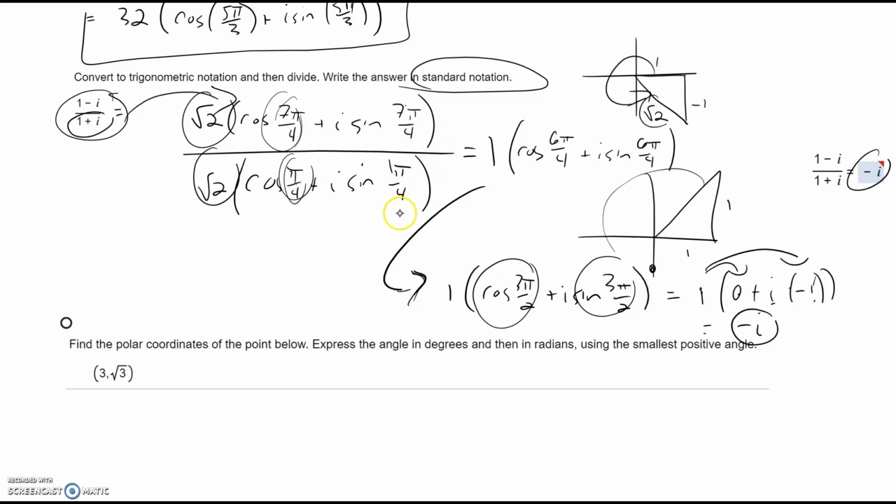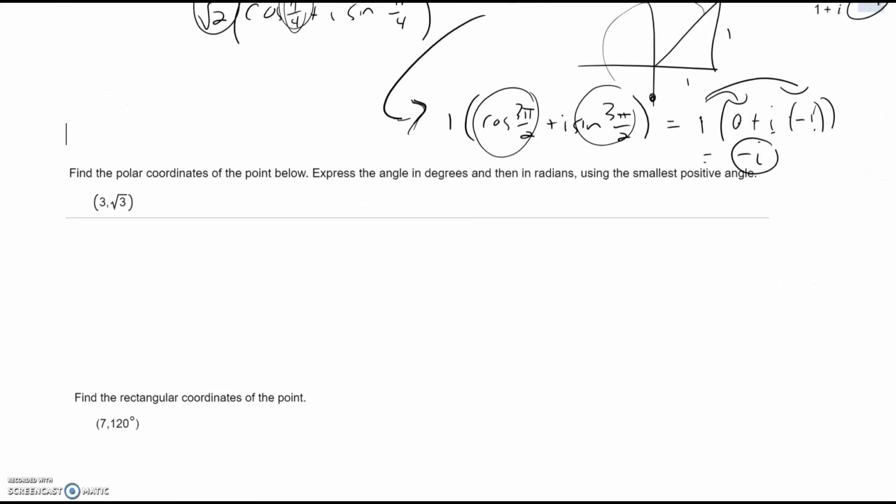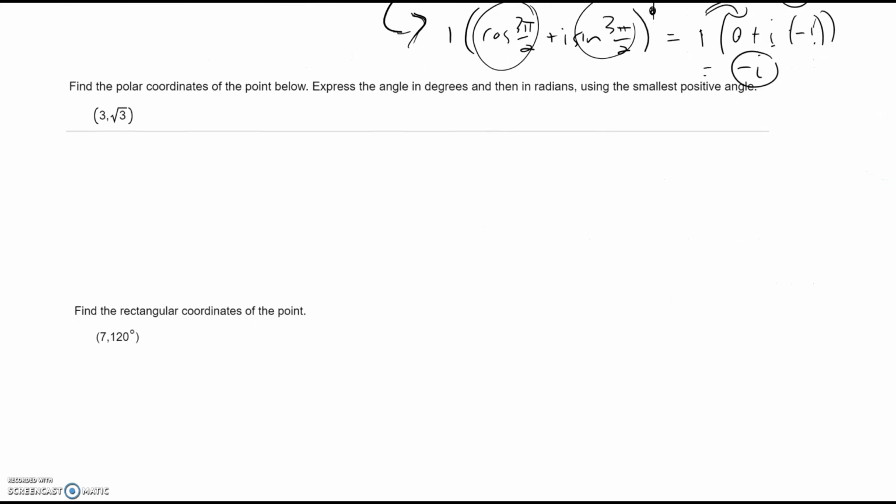Okay, so let's see. Next problem. Oh, so convert, I didn't ask you to show any work for this one. This one should have been straightforward. So now that was complex numbers. This is a new section, polar coordinates, right? But it's kind of similar.